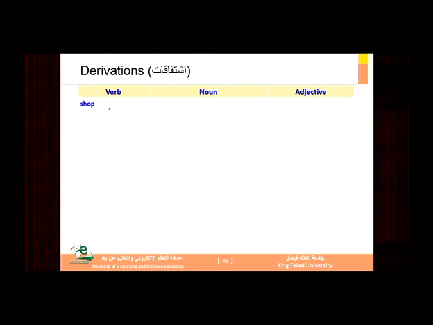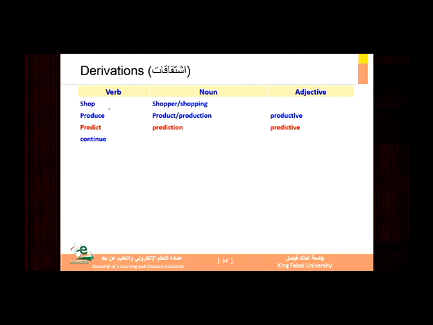The word shop, shopper is the person who does the shopping, متسوق, while from the word produce, ينتج, we can get product, which is إنتاج أو منتج, while the word productive refers to somebody who always produces, productive, منتج. The word predict is the verb, يتنبأ, يتوقع, predict. Prediction is the noun, while predictive is the adjective.